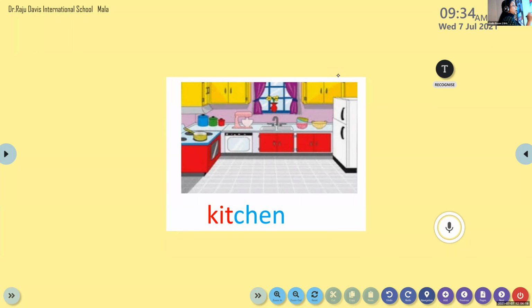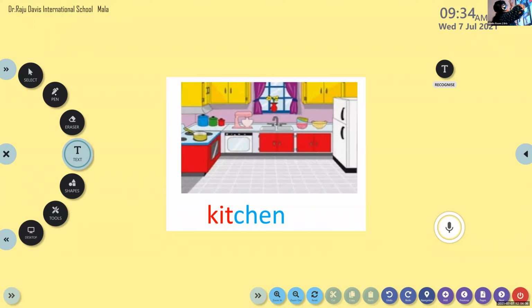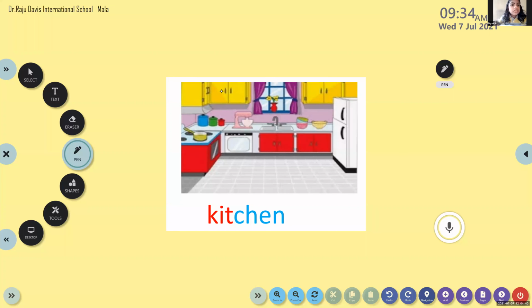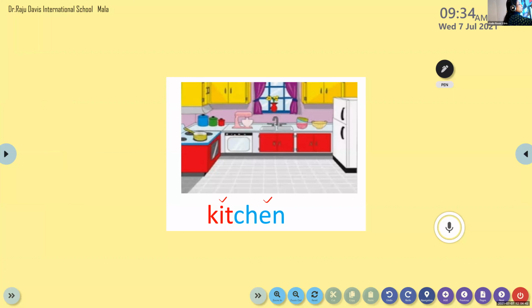So, how many vowels are there in this word, my dear children? Two vowels. Yes, two vowels. So how many syllables are there? It has two vowels, so it has two syllables. It is a two-syllable word. Okay, so let's write it. Kitchen.